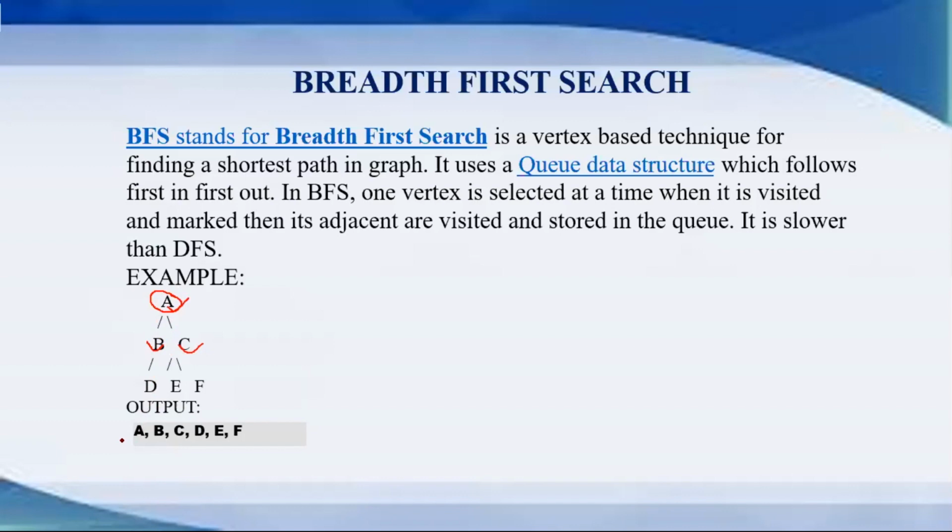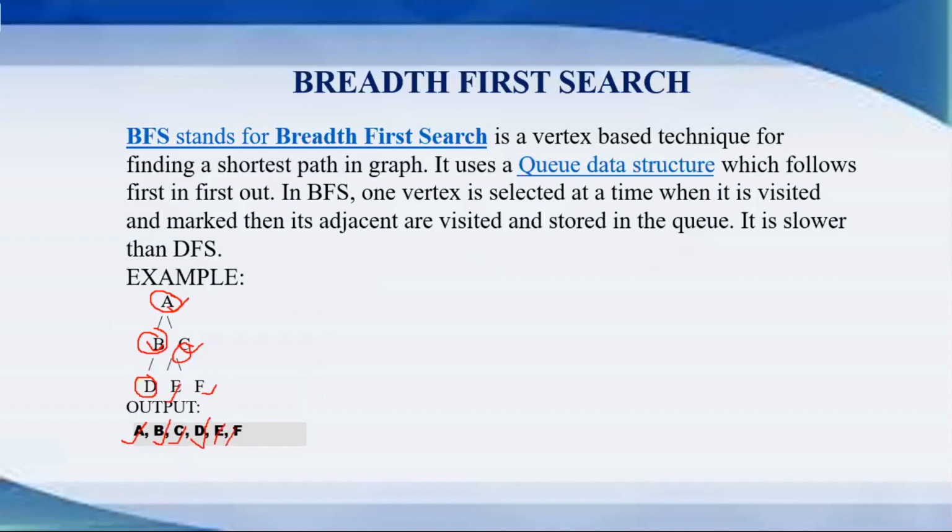So first A has been visited, right? We will print it. Then B is visited, right? Then the other adjacent vertex of A is C. So C will also be visited, and then it will be printed. Then first of all, B's adjacent vertex is D. So we will visit D and print it. And then the adjacent vertices of C are E and F. So we will print E and F.